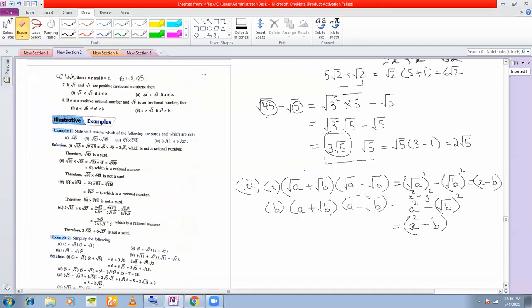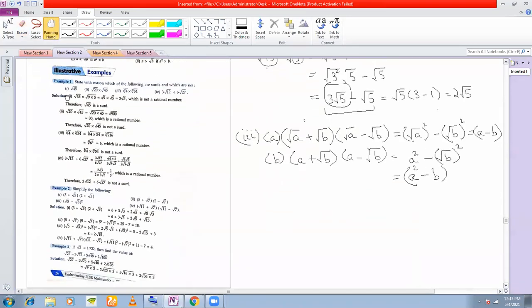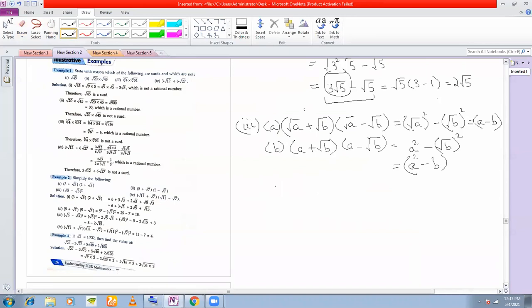Fine. If that is clear, then we move on to the next one. If you have root a plus root b whole square and you want to expand this, this is very, very important because we'll be using this. In fact, all of these we will be using. So please take note of these.